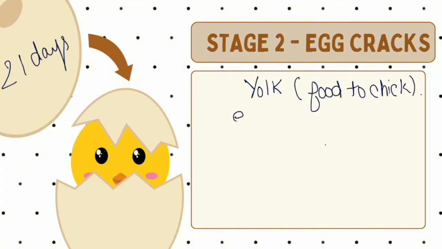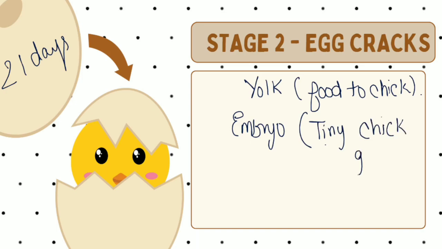Embryo is a tiny chick growing inside the egg. So, yolk is the main food to the chick. Inside the egg, this chick gets food through the yolk. Embryo is that tiny chick which is growing. So, inside the 21 days, inside the egg, this happens. Yolk is giving food to the chick.